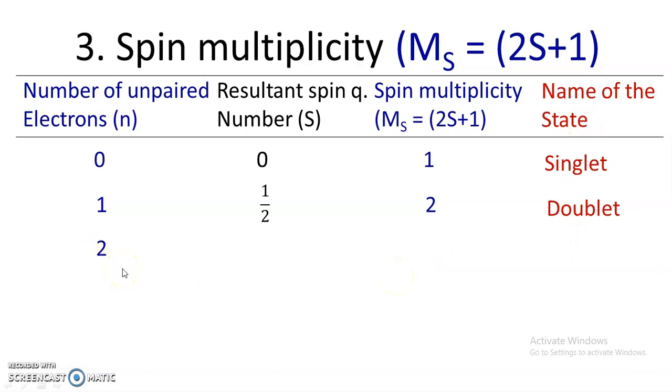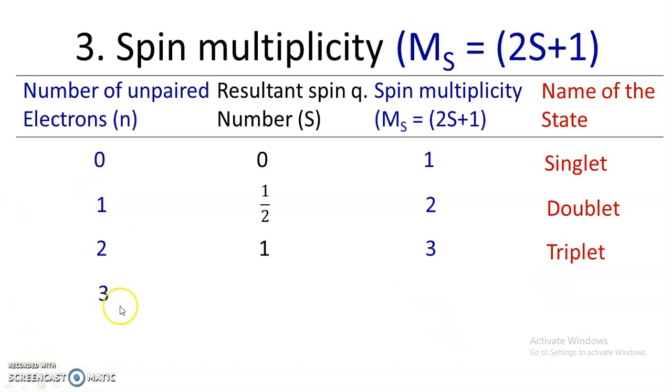Similarly, consider two unpaired electrons. For each unpaired electron the individual spin value is half, and the resultant spin quantum number will be half plus half, that is equal to 1. The value of capital S is 1, so 1 into 2 is 2, plus 1 is 3. So the spin multiplicity is 3, and the name of this state is a triplet. It means when there are two unpaired electrons, it is called a triplet.